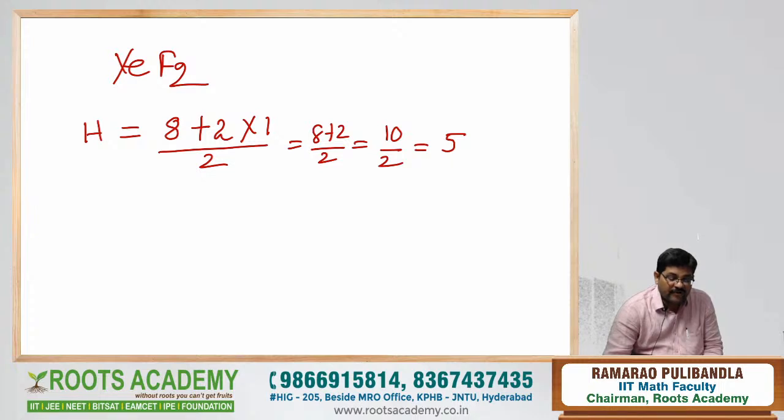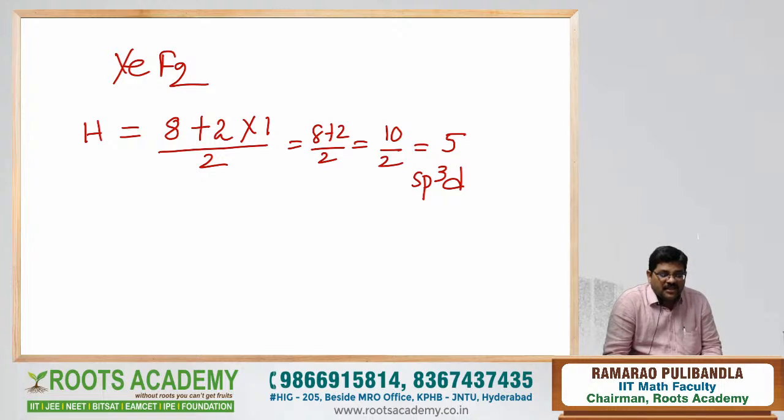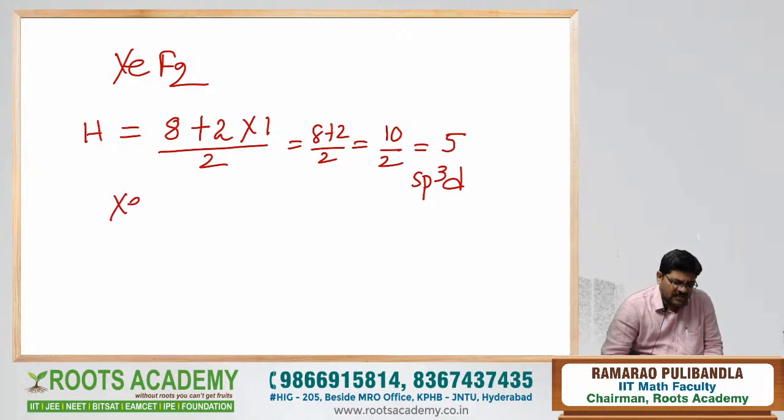Hybridization 5 means participation of the 5 hybrid orbitals. That means 1s, 3p, 1d. So this is the hybridization of xenon difluoride. The xenon belongs to sp3d hybridization. Simple explanation, no confusion at all. Very, very simple explanation. And take the example of xenon hexafluoride.